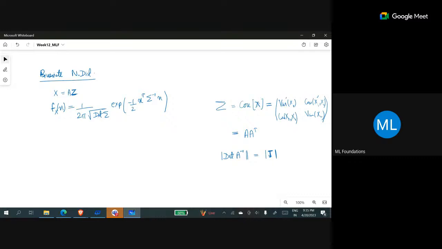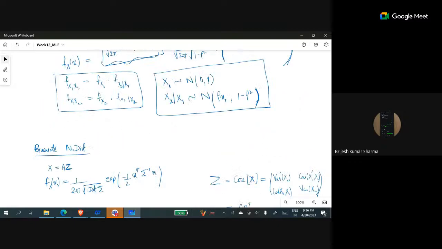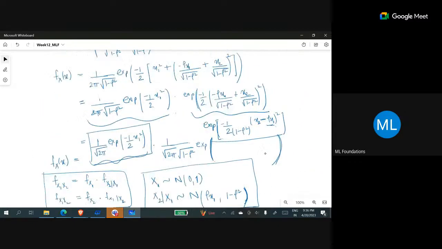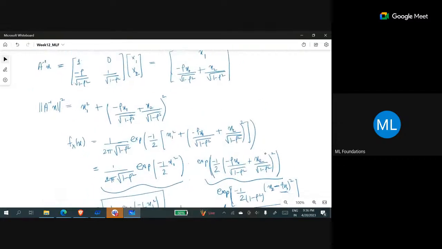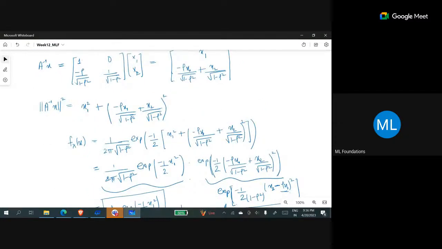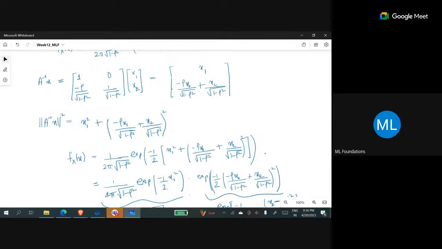We can do some questions, maybe. Yes, please. Ma'am, after this, the other thing that we did, this last one, can you scroll a bit up? Yeah, so the last thing we did is, in place of splitting this A inverse X norm square as the inner product, it would have expanded this. We knew what our A inverse was, we knew what our X was.